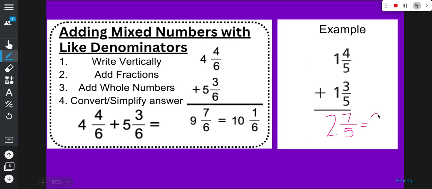We get 3 wholes now because we're going to take a whole fraction out. If 5 is our total amount of pieces, we're going to subtract the 5 away from the 7, which made that 2 1 bigger. And we are left with 2 pieces on top out of the 5. So that would be our answer, 3 2/5.